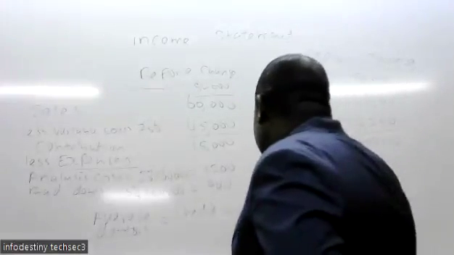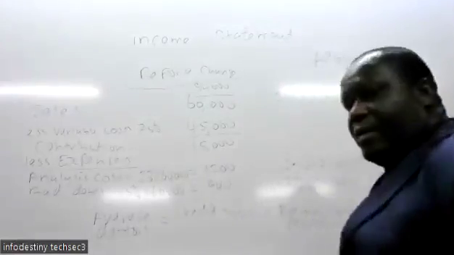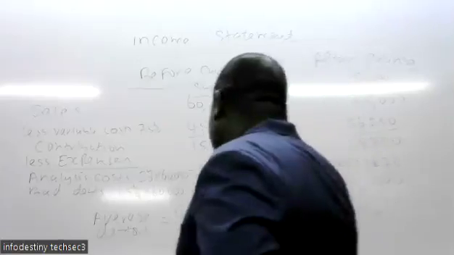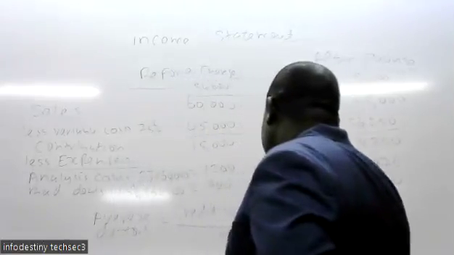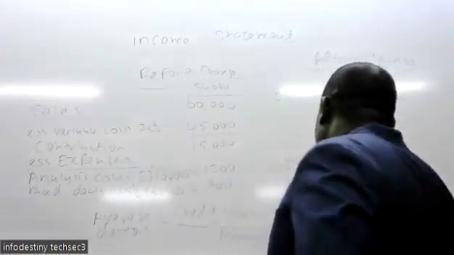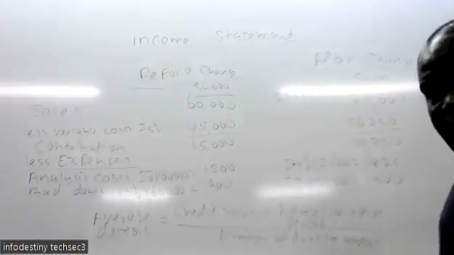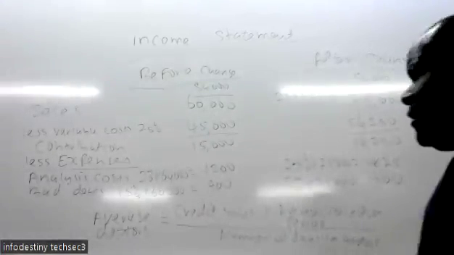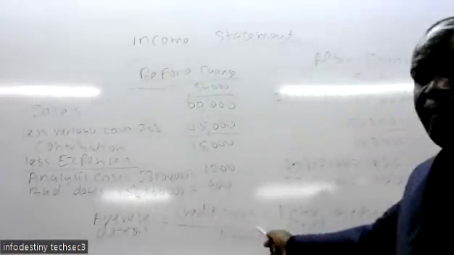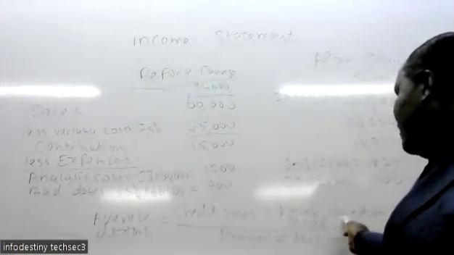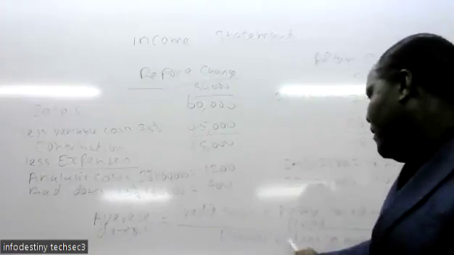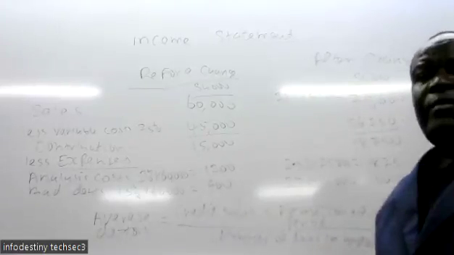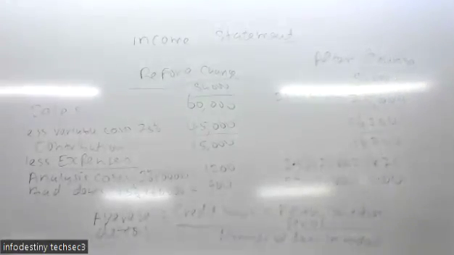Average collection period. Then you divide by the number of days in a year, if it is given in terms of days. So when you want to calculate the average debtors, simply take credit sales multiplied by the average collection period, divided by the number of days in a year.